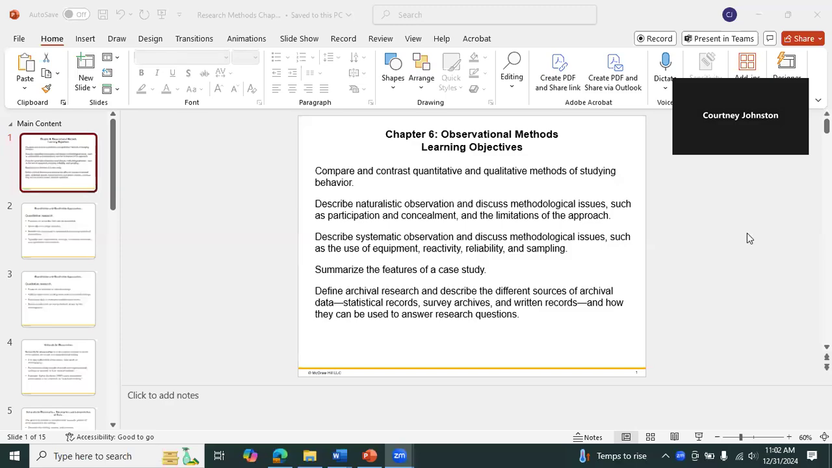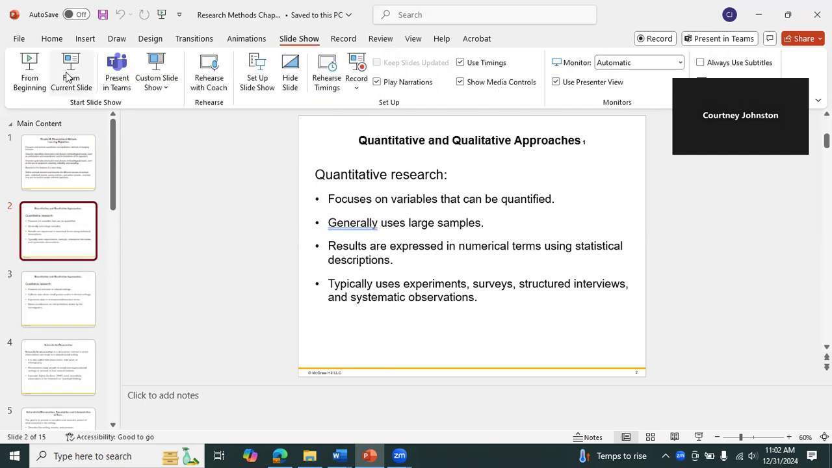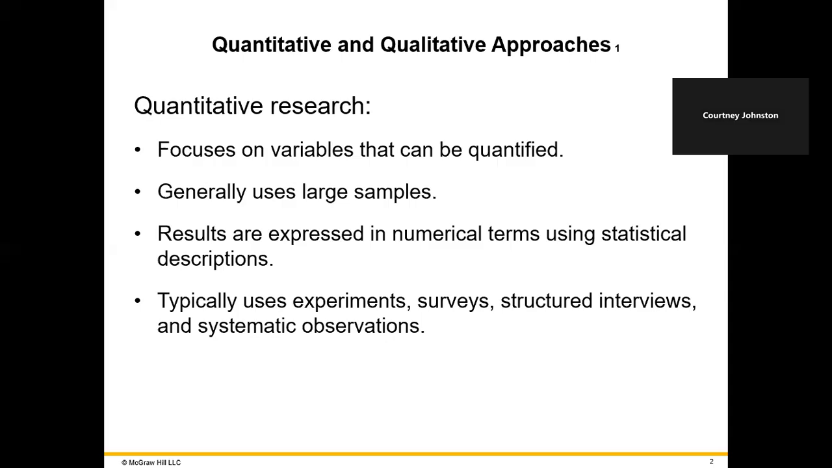Okay, so we'll start chapter 6, and we're going to look at observational methods. All right, so first let's talk about quantitative research.